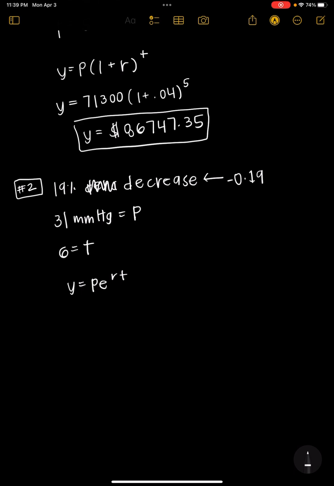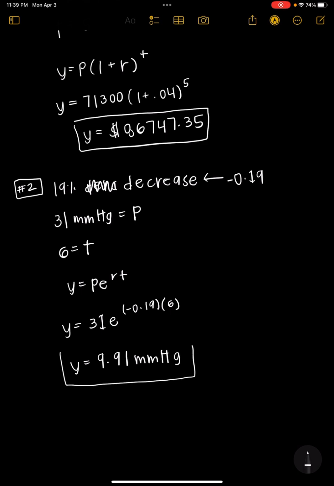So when we do the equation, we're going to have y is equal to P, which is that 31, times e, and remember, e is just a number on your calculator. You don't have to replace it with anything, to the power of r, which is the negative 0.19, times t, which is 6. Then we plug that into a calculator, which gives me that y is equal to 9.91, and that is in millimeters of mercury. That makes sense because we decided it was decreasing, and we started with 31 and it went down to 9, so yes, it did decrease.